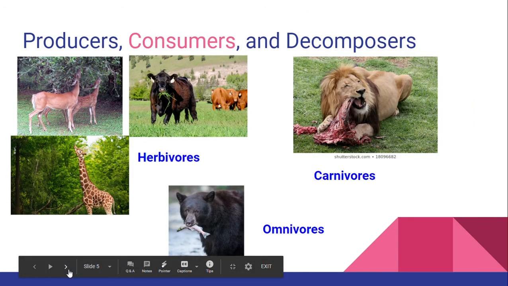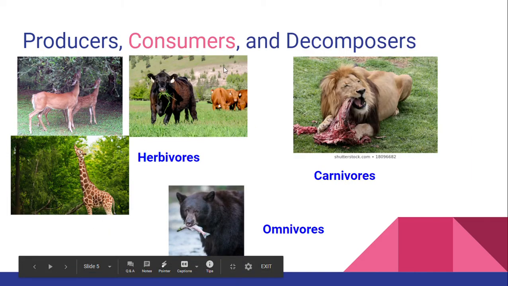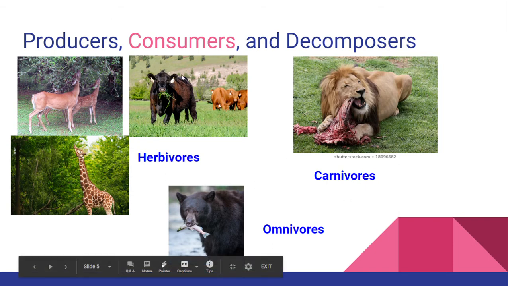Okay, so we talked about producers and how they don't eat anything, but they use photosynthesis, and they use the sun for their energy and give oxygen for us to use. But now we're going into the next level of living organisms, consumers. So producers are plants, but consumers are more of the animals. Consumers get their name because they consume or eat plants and other animals.